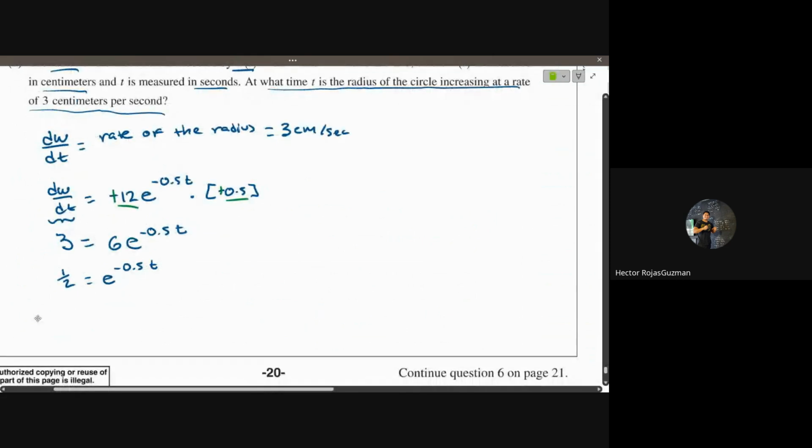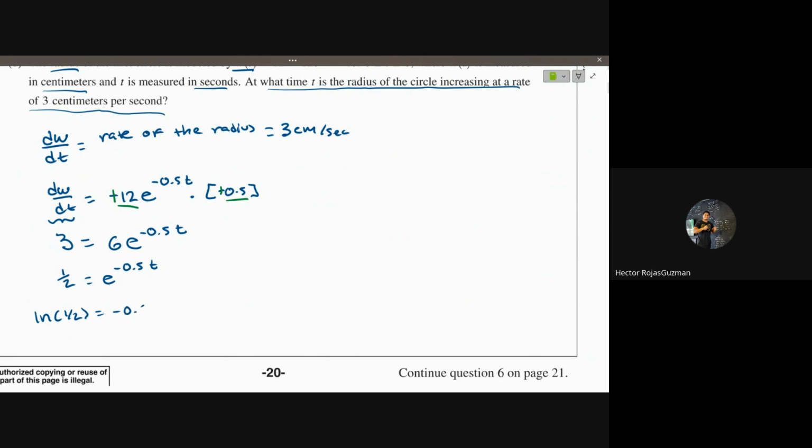Take the natural log. Divide. You know what? This negative 0.5, you can think of it as negative 1/2. So what we can do now is multiply by negative 2. So negative 2 natural log of 1/2 equals t. And this right here should be fine. It should be enough for your answer.